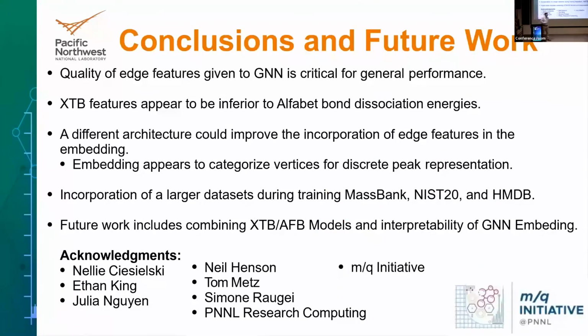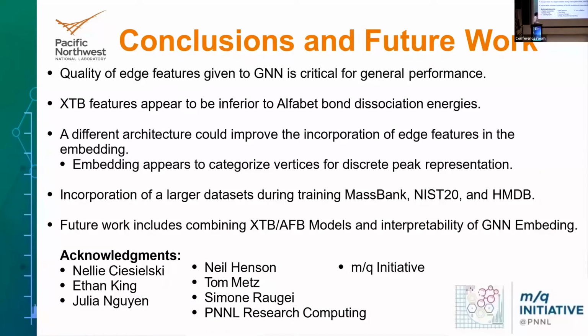So in summary, we demonstrated that edge features can in fact improve the molecular embedding for the task of mass spectral prediction. XTP features appear to be inferior to alphabet features in terms of average test set cosine similarity score and breaking down the test set distribution itself. We're actively looking for different architectures that could potentially improve the molecular embedding. There's some active discussion about how the GNN is incorporating edge features. Right now, we suspect it's being used as a gate rather than changes being propagated forward. So that's definitely room for improvement.